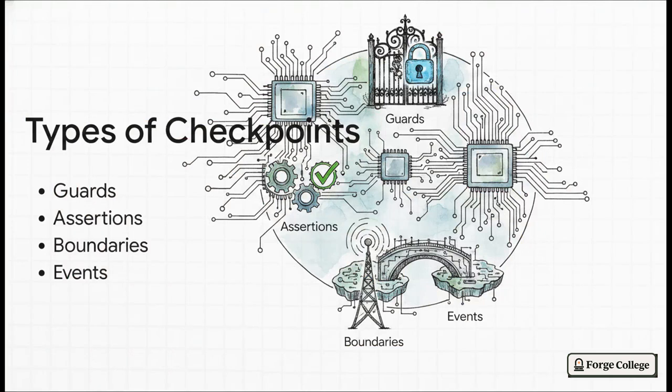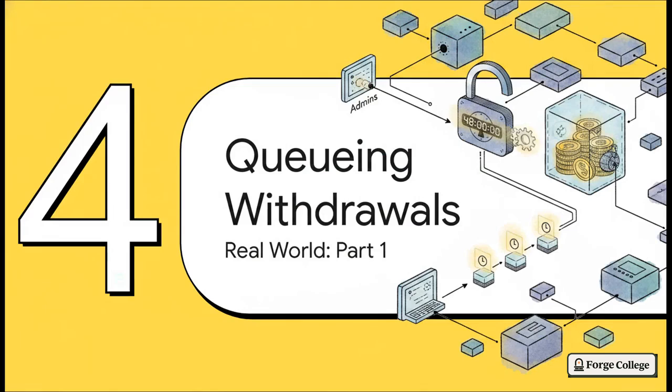Now, these checkpoints typically take one of 4 forms in your code. First up, function entry guards. Think of your standard role-based modifiers. Second, state transition assertions. These are basically postconditions that check if a state actually updated correctly after an action. Third, we have cross-contract boundaries. Anytime you hand execution control over to another contract, you absolutely need a checkpoint there. And fourth, event emissions. These act as crucial audit hooks for off-chain monitoring services that are watching the blockchain for weird anomalies. All right, Section 4.